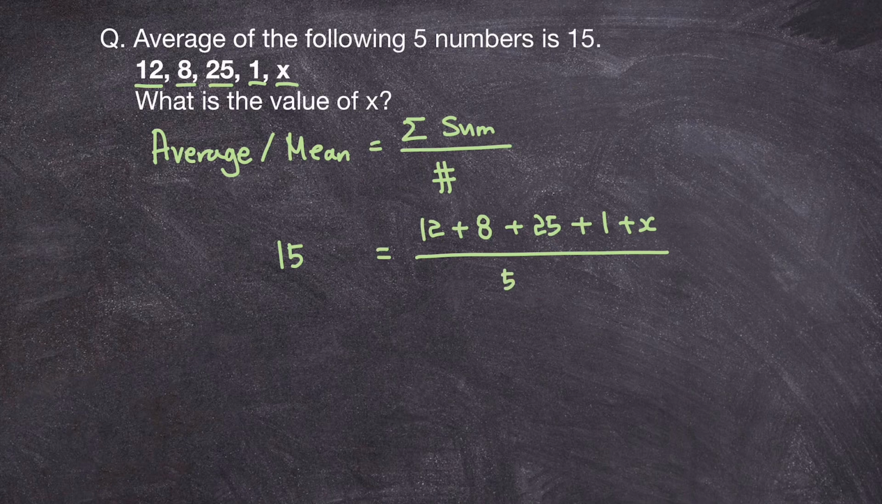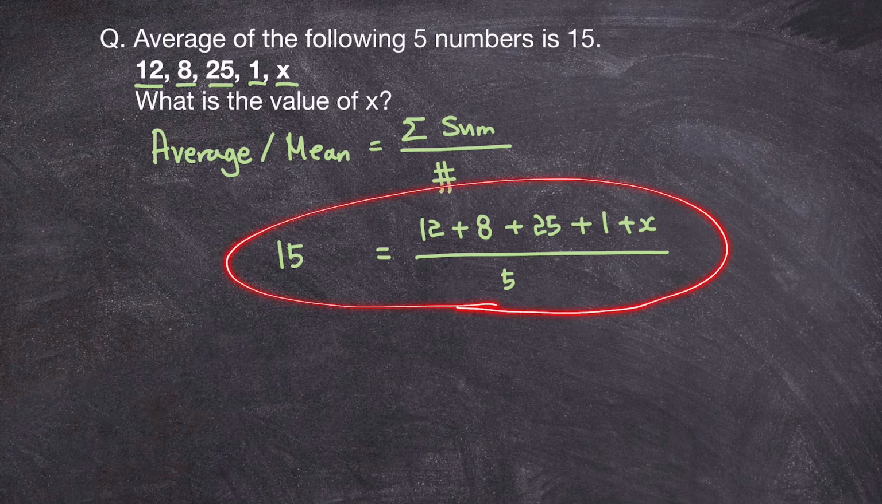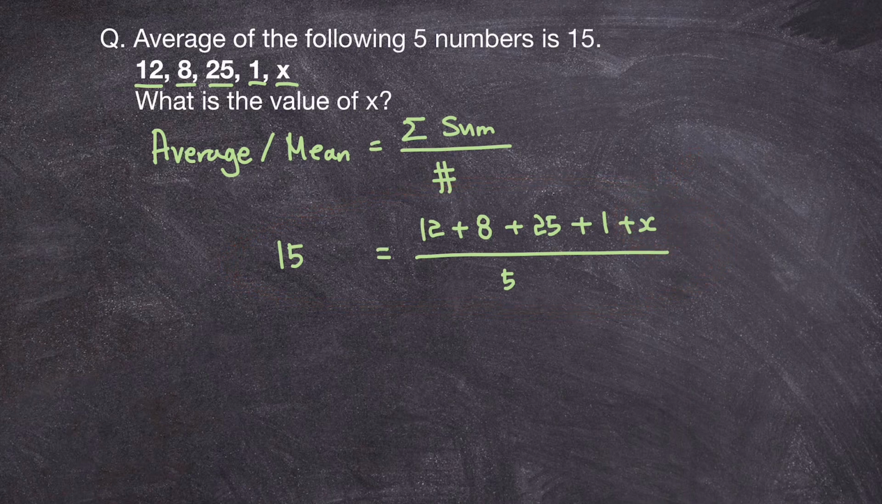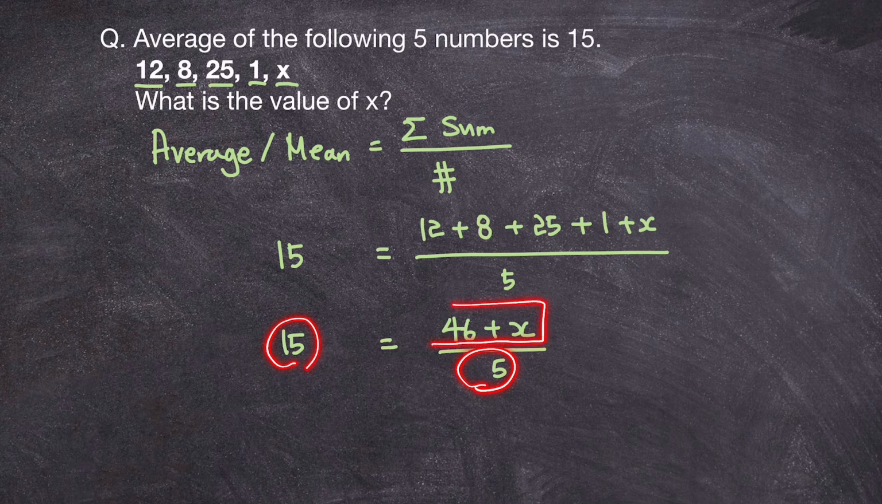Now we have this equation where we have an unknown variable of x, and we can definitely solve for x from this equation. So let's go ahead and do that. I am going to carry out these addition operations in order to simplify this equation. So that's going to give me 15 is equal to addition of these 4 numbers, which is going to equal 46 plus x over 5.